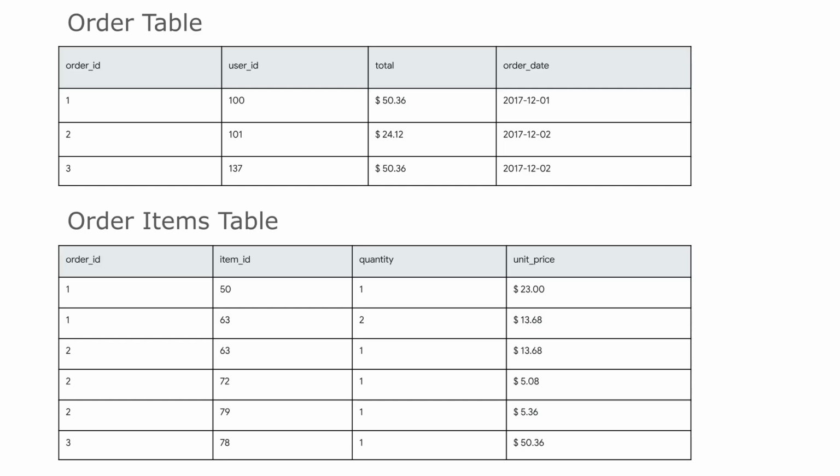Here is our order table and our order items table. If you look at the order items table, you can see that order number 1 has 2 items in it, while order number 2 has 3 items. This is perfectly normal, and all the data in the 2 tables is correct.